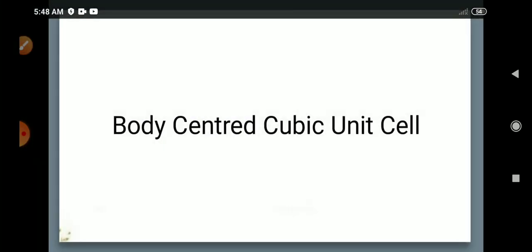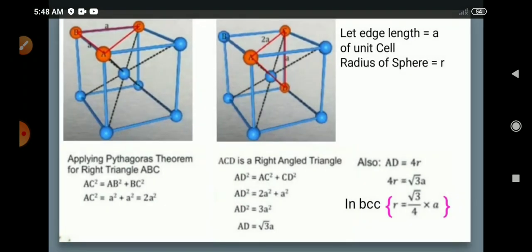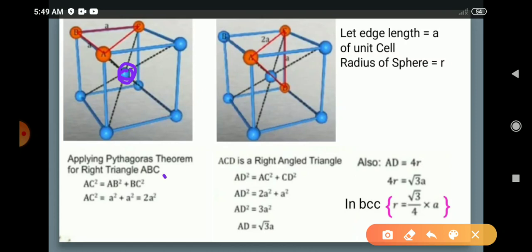Let us find out the relation for the body-centered cubic unit cell. In a body-centered cubic unit cell, particles are not only present at the corners, but one particle is present at the center. That is, the whole particle is present in the body of the cube. So let us derive a relation here. Consider a right triangle ABC, highlighted in the first figure. In the right triangle ABC, AB is the edge length and BC is also the edge length. Let the edge length be A and the radius of the sphere be R.